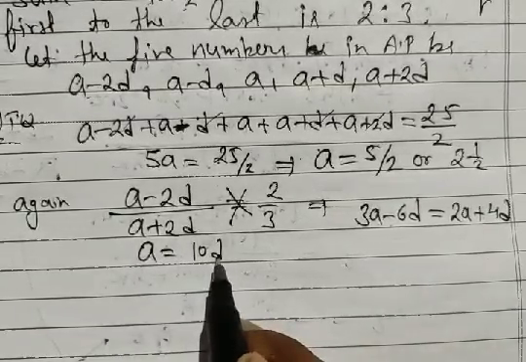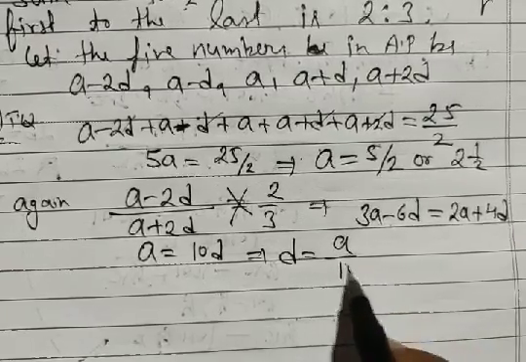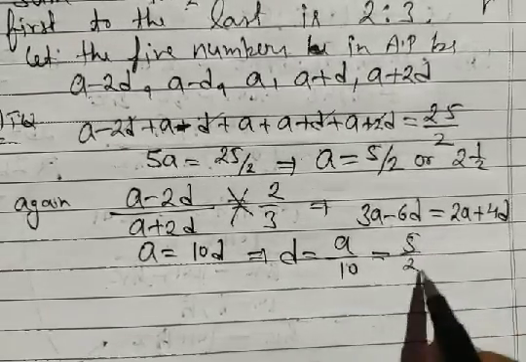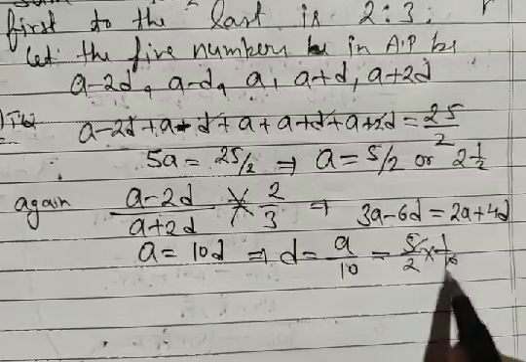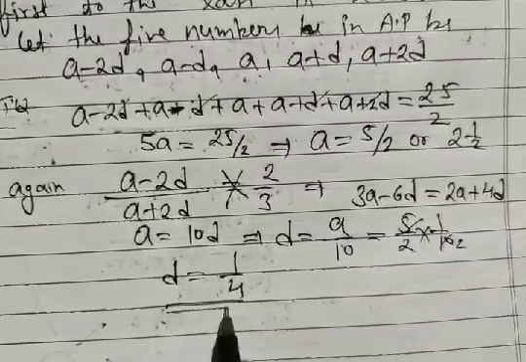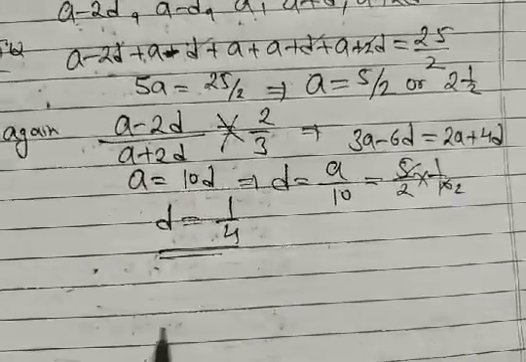to 10d. Then our d is what? a by 10. Putting the value of a as 5/2 into a/10, we get the value of d is 1/4. We get the value of d is what? 1/4. Now we have to find our numbers.